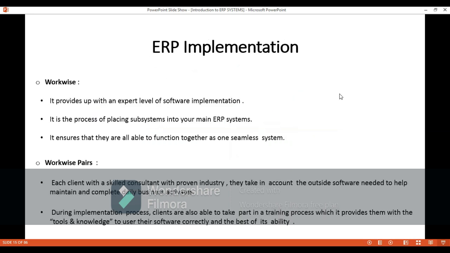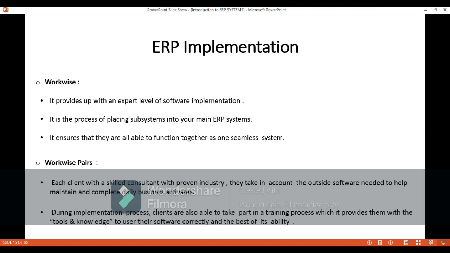So when it comes to ERP implementation, there are two types, what we call a workwise and a workwise pairs. So workwise means that as an expert person, I have the expertise in ERP systems, and I will be able to analyze the customer's business and tailor a solution that will fit within his boundaries. The other way we can do it is a facilitated workshop, which we call workwise pairs, right?